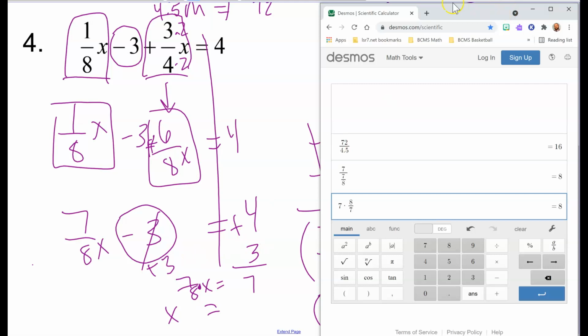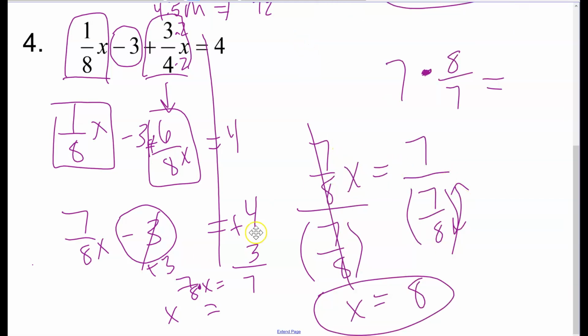So just because we get fractions and decimals, that does not change the process. We're still combining our like terms with the same variables or no variables at all, okay? And we're still doing our steps to solve by doing inverse operations once we get down to that point.